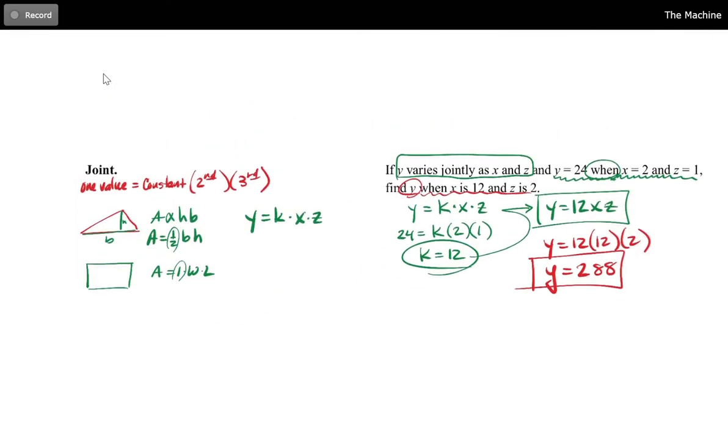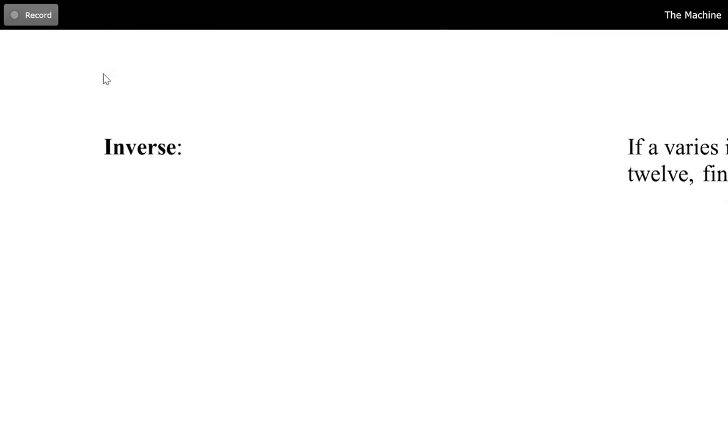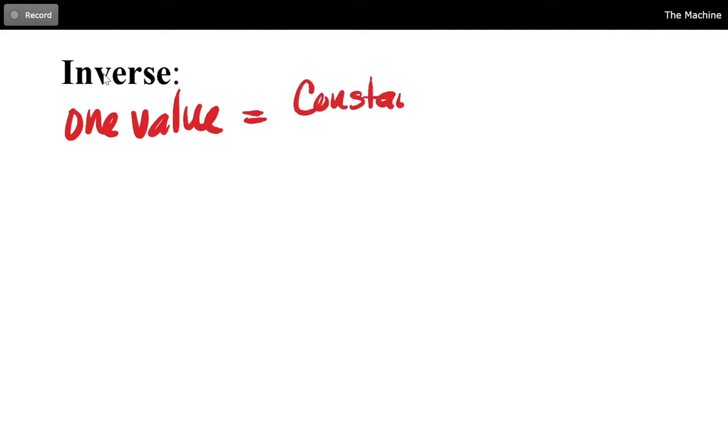All right, so up until now we've been doing things that are multiplied together. Guess what? You can also do things that are inverse. Inverse says you've got one value and it's equal to a constant. And if it's not multiplied, guess what it is? Divided by another value.